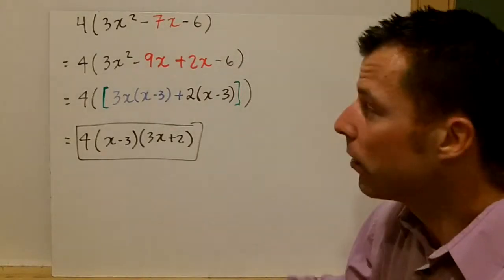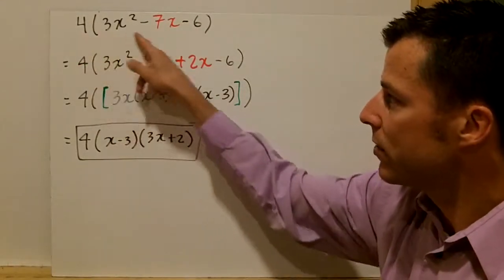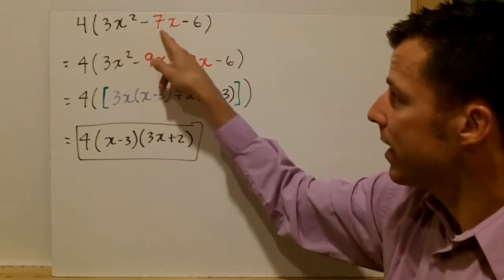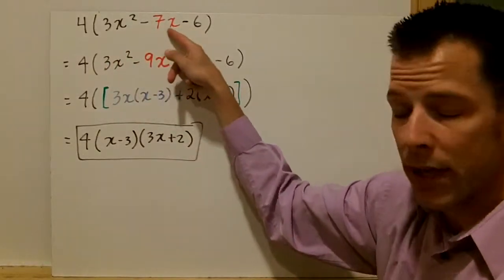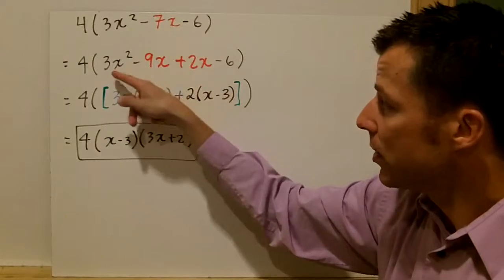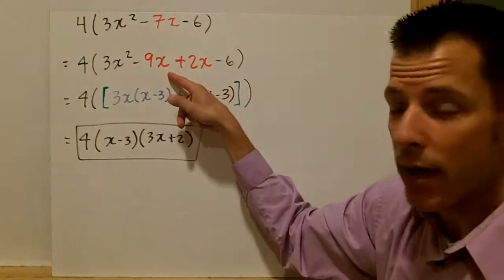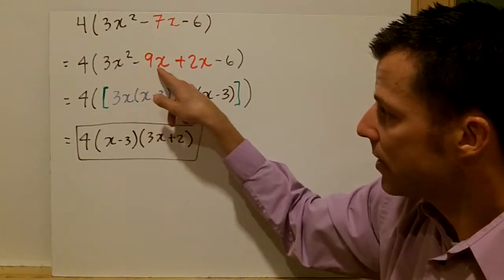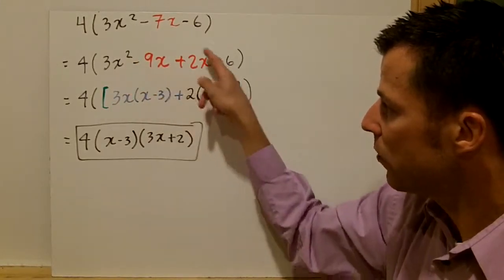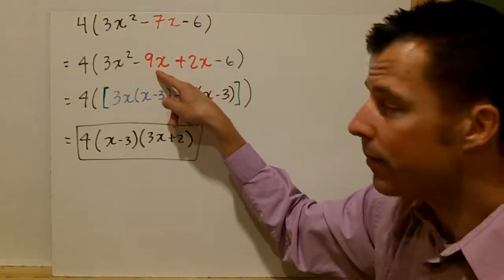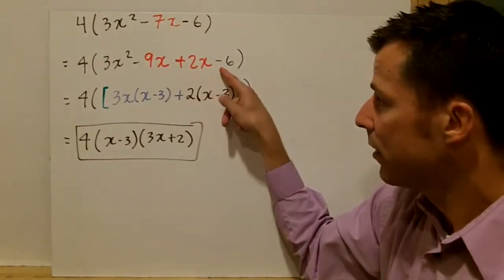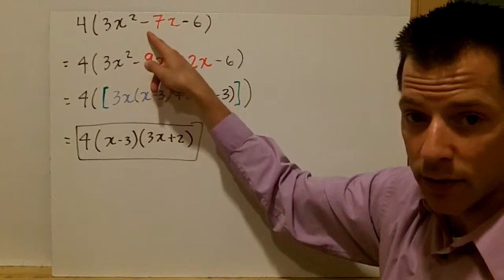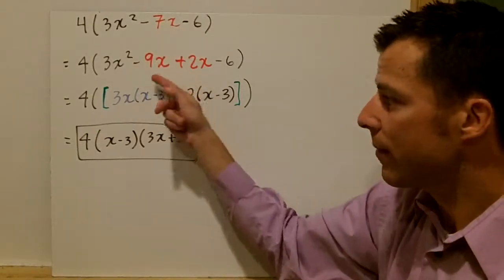So I've ignored the 4, and I'm going to just bring it out front. And here's my expression. 4 times the quantity 3x squared minus 7x minus 6. Again, my bx term is in red. Let's just rewrite the expression using our new m and n. So 4 times the quantity 3x squared minus 9x plus 2x. In red, that sum is actually negative 7x. Okay, and then we subtract the 6. So these two expressions are equal. I've just rewritten it again with our m and n.